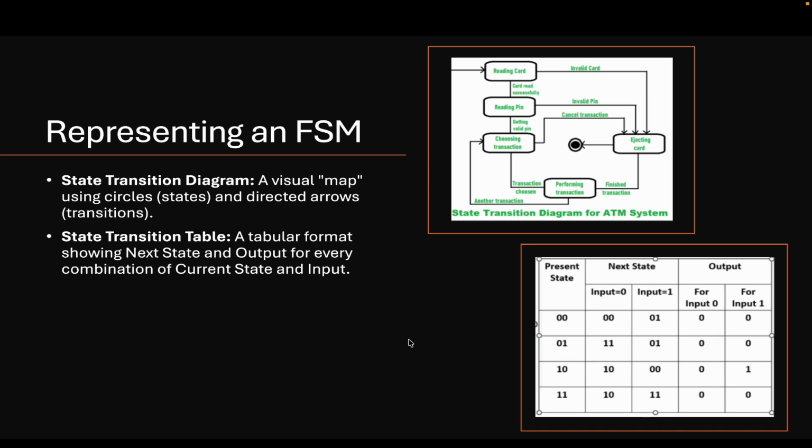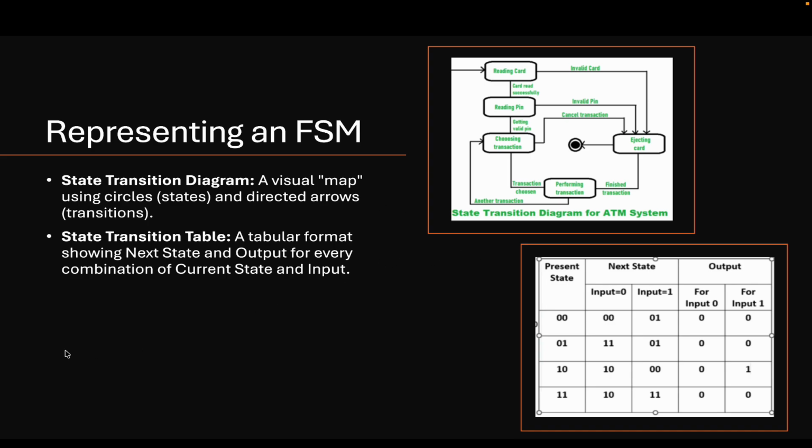Let us see what an FSM is. An FSM can be represented using two main things. One is a flow diagram where you will have different states and arrow marks representing the transitions. Then you have a tabular column that has present state and next state, and based on this, what will be your output for every combination of current state and input. So these are the two ways of representing an FSM.